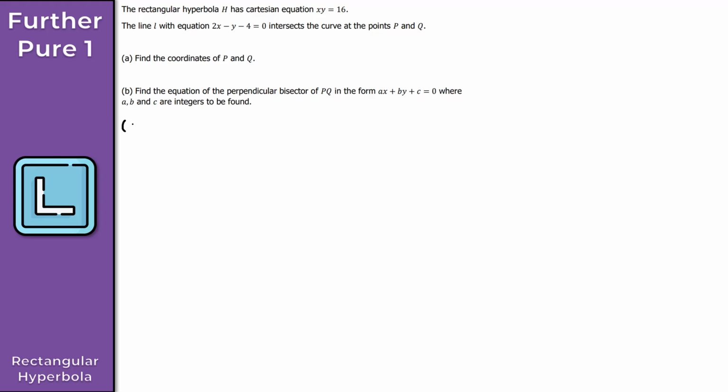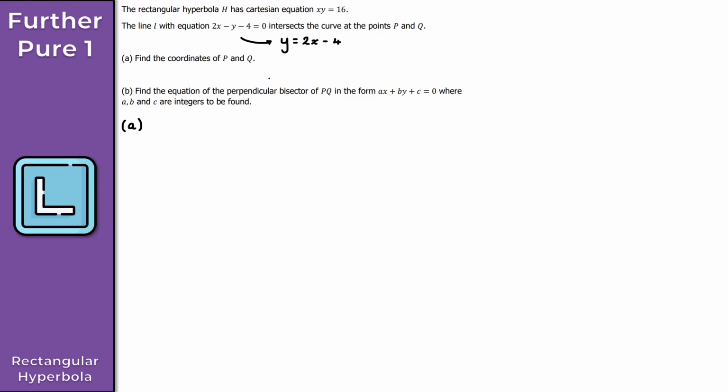So for the first part then, part A here, the first thing that I need to do is take this equation here for the line L and rearrange this and make either x the subject or y the subject. Now, it doesn't matter which of these two you make the subject, but generally speaking, we want to make the easier choice, which in this case would be y, because if I just add y to both sides, we've made y the subject. So in that case then, if I add y to both sides here, y is equal to 2x minus 4.